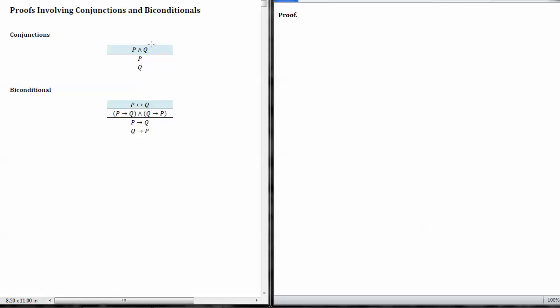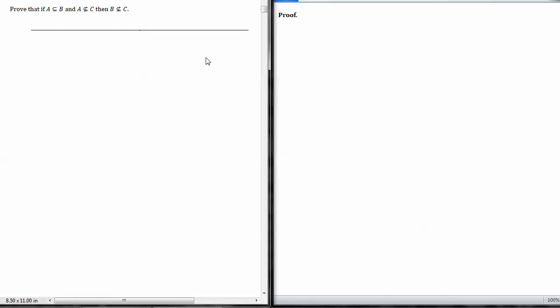In this problem, we're going to have a conjunction of the form P and Q appear. And whenever we see that, we can just replace it by a separate P and Q down below, whether it occurs in the givens or in the goals. So our problem is, prove that if A is a subset of B and A is not a subset of C, then B is also not a subset of C.